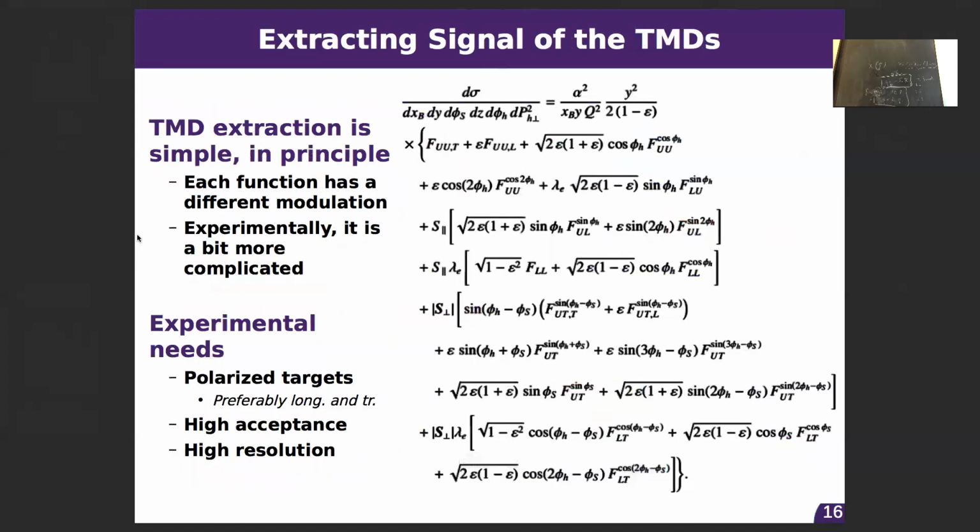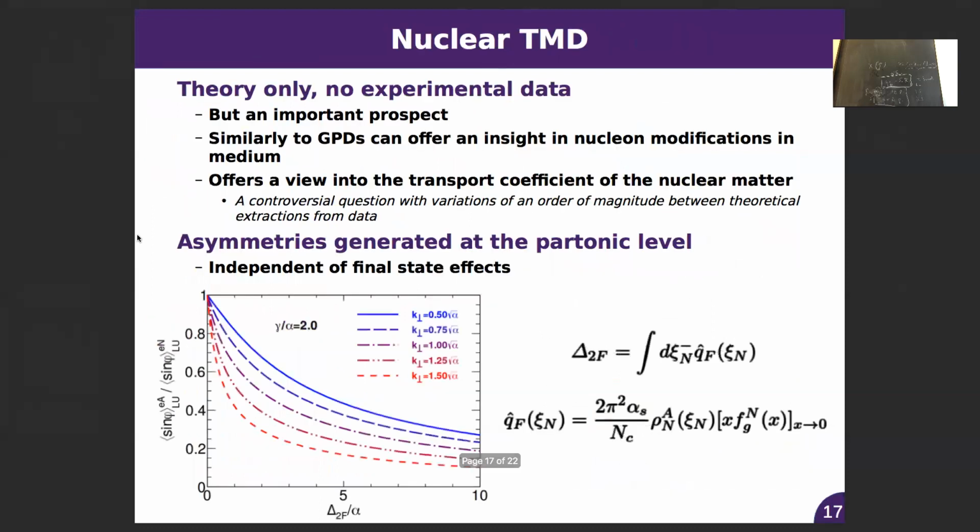Okay, so just about TMDs, I'm not going to talk about that long. We heard a lot about it. Just to say something about nuclear TMDs rapidly to wrap up. Here there is no experimental data in electron scattering. There are a few things that start to come out in proton-lead, deuterium-gold and things like that. But I think the physics case is very similar to the GPDs. If you can say something about the transverse momentum modification, it's very interesting.